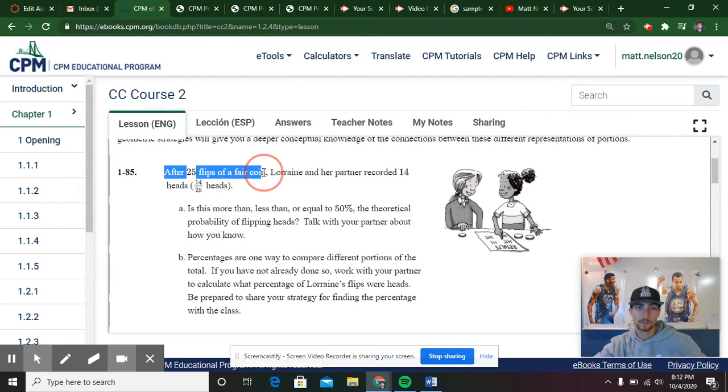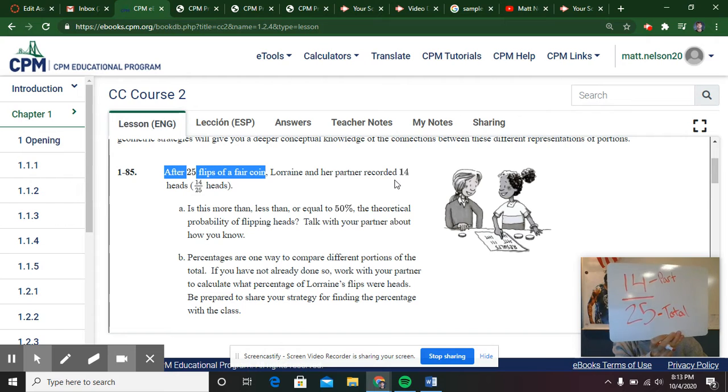After 25 flips of a fair coin, Lorraine and her partner recorded 14 heads. So you notice they write their fraction as 14 over 25 because 14 represents how many heads they landed on. And in this case, they flipped and landed on heads 14 out of 25 times. That's going to be our parts or our desired outcome, the outcome we're looking for. And then 25 would be how many times you flip the coin, right?